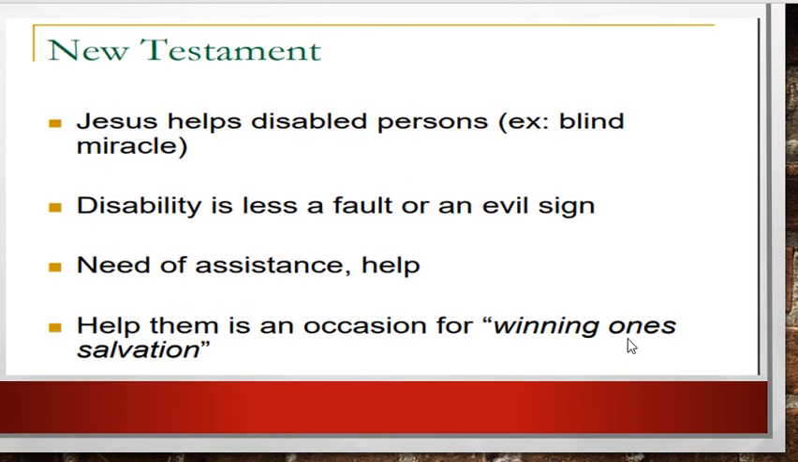Sa New Testament naman, Jesus helped disabled persons like the blind, di ba? Miracle. Disability is a fault or an evil side. Ibig sabihin, if you possessed a disability, that means you are one of the legions of the devil. The devil has sent you to bring a curse to the family. But along the way, they are given assistance, and from time to time, they are the recipients of the miracles of Jesus Christ.